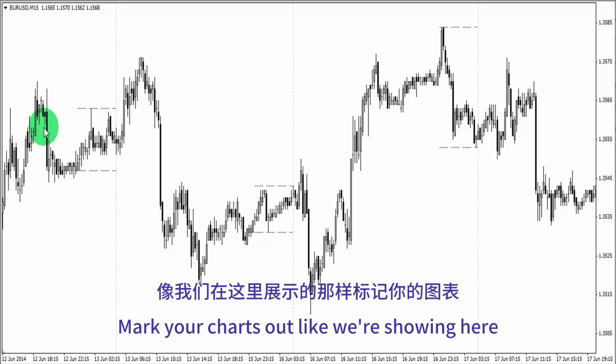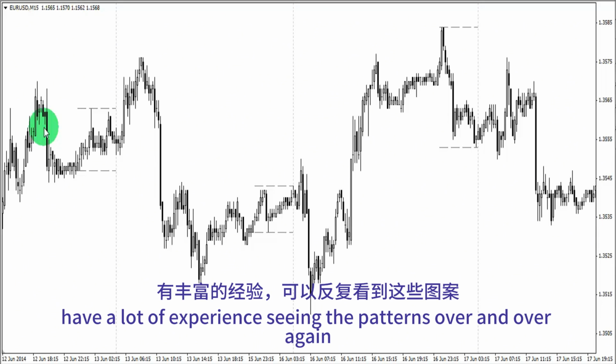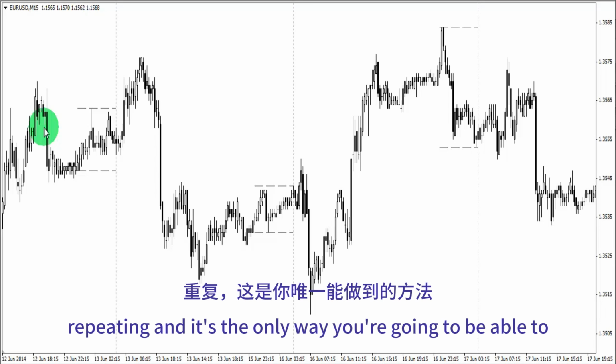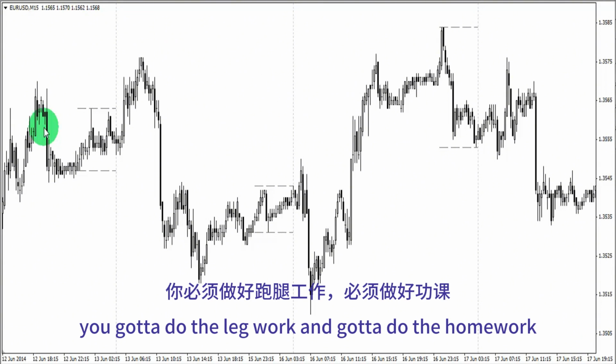Mark your charts out like we're showing here, and you'll clearly see, you'll have a lot of experience seeing the patterns repeating over and over again. It's the only way you're going to be able to have the foresight triggered when you see it in real time, because there's no other way around it. You've got to do the legwork and the homework.